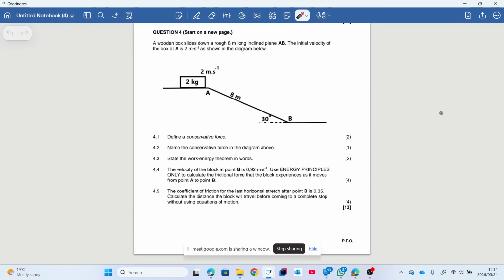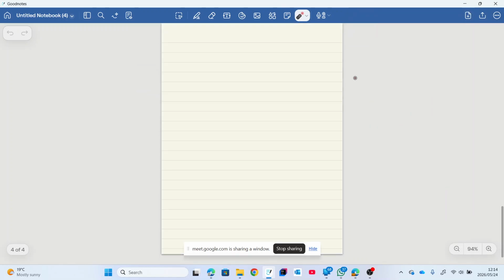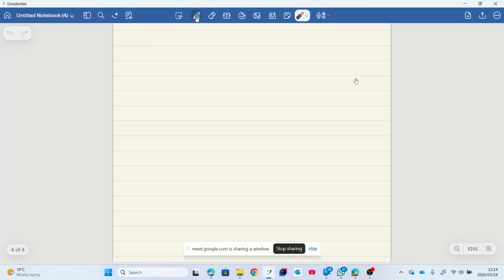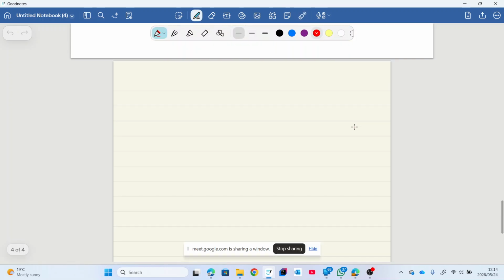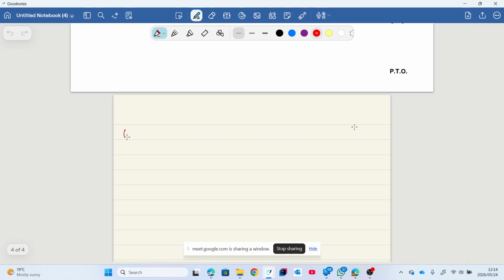Now, when we talk about a conservative force, we are talking about a force for which the work that is done is independent of the path taken. Let me add a page so that I write it down. So that is 4.1.